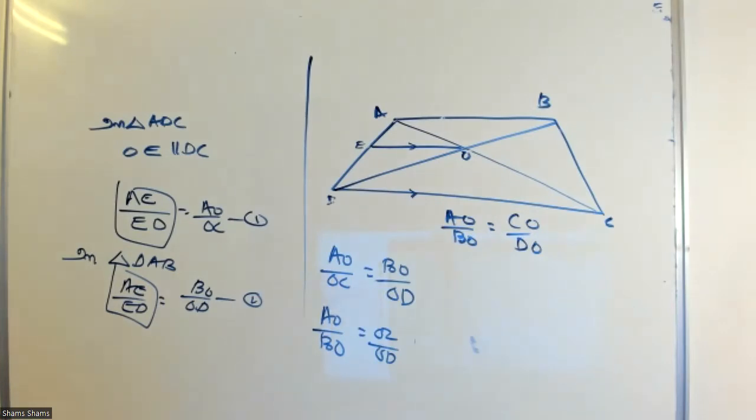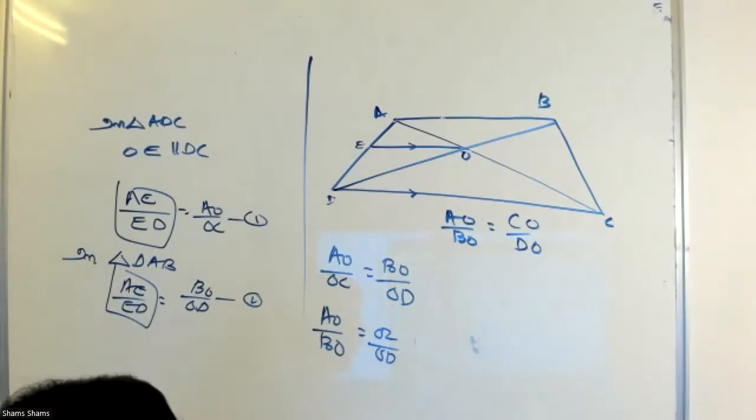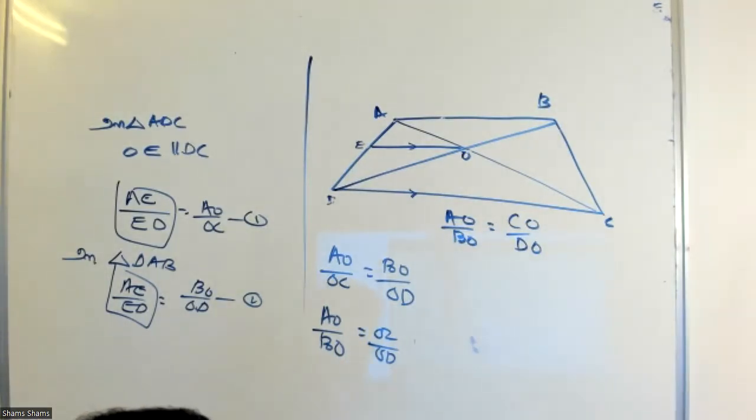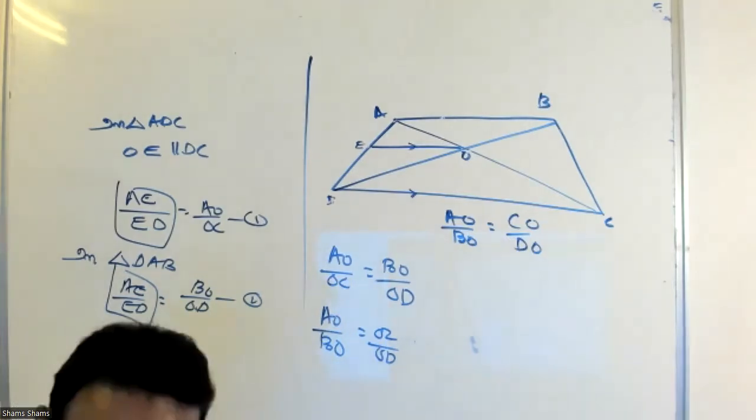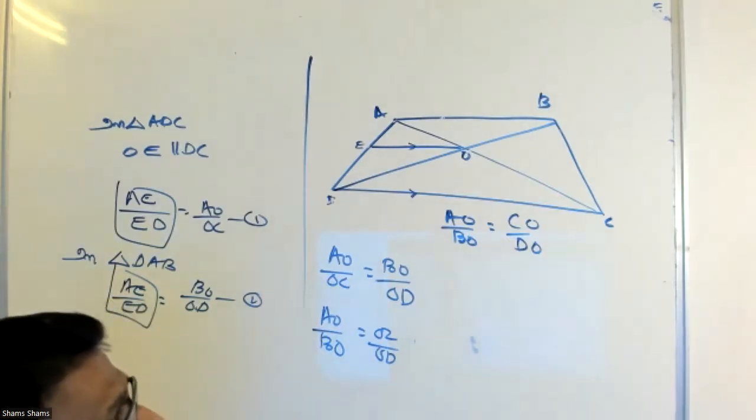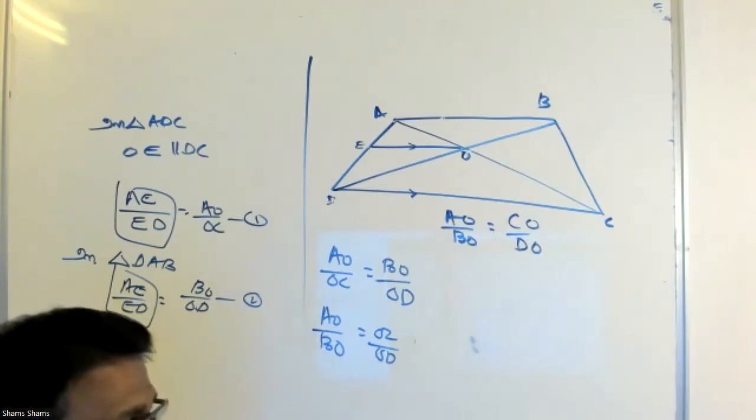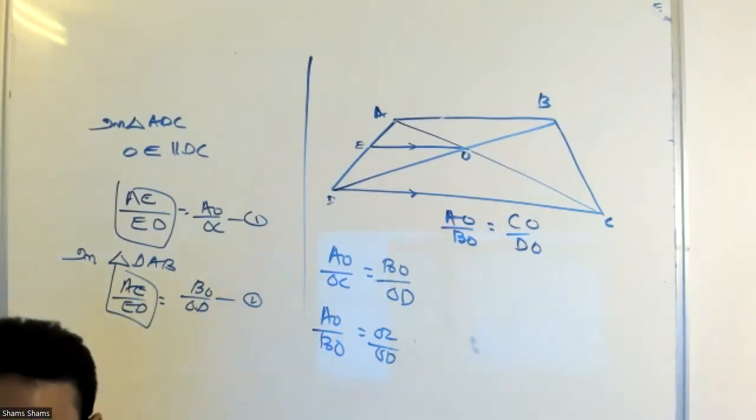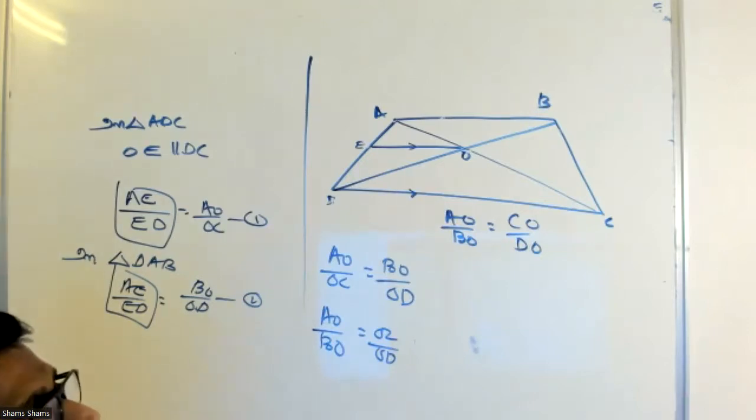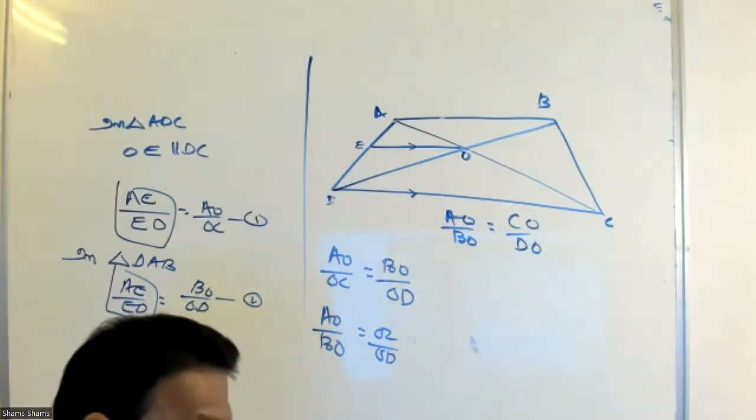To prove: ABCD is a trapezium in which AB is parallel to CD. What is given in the question? In the question I am reading, ABCD is a trapezium in which AB parallel DC, diagonals intersect each other at the point O. That's all. And to prove AO by BO equal to CO by DO, that is, AO by CO equal to BO by DO.